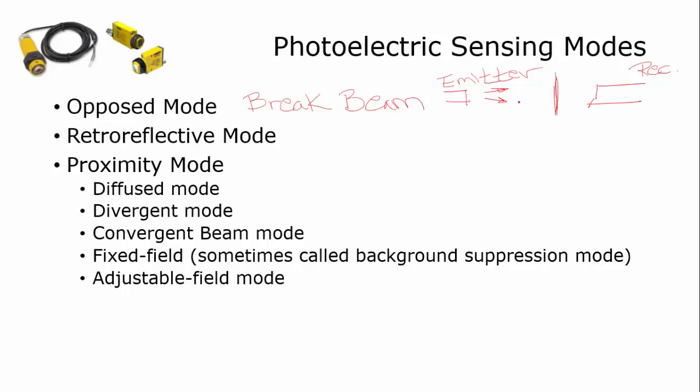There's also retroreflective mode, which uses a light source, an emitter, but it has a reflector, just like on your car, only these reflectors are usually white or silver. And then there's proximity mode. Under proximity mode, there are 5 subcategories. The first one is diffused, then divergent, convergent, fixed field, and fixed field is sometimes called background suppression mode, and adjustable field. So let's talk about each one of these.